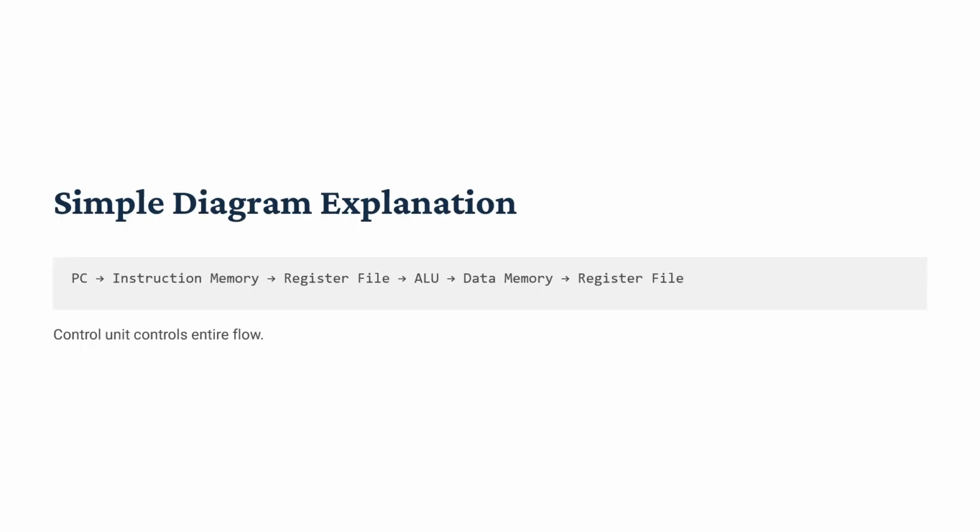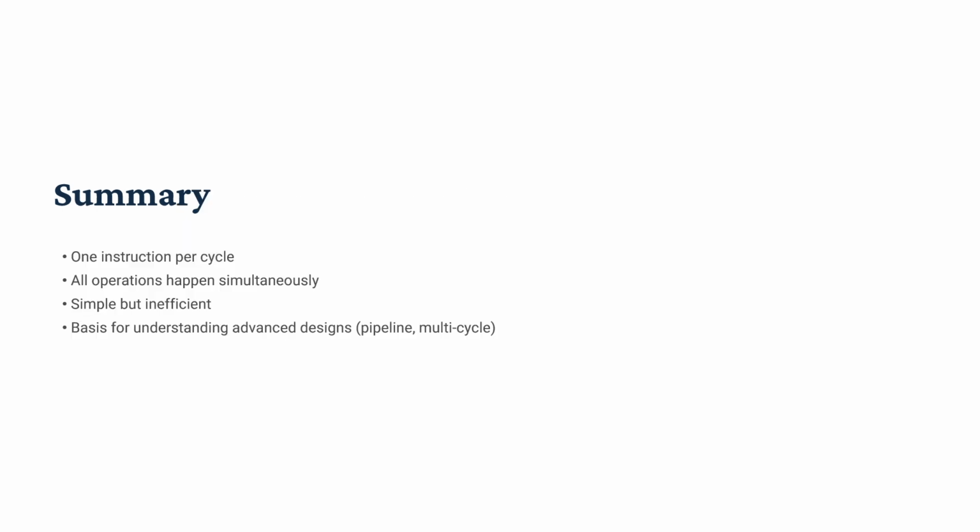Simple diagram explanation: program counter, instruction memory, register file, ALU, data memory and register file. This is the step 2 single cycle data path. The control unit controls the entire flow. Summary: one instruction per cycle. All operations happen in one cycle. Simple but inefficient. Basics for understanding advanced designs.